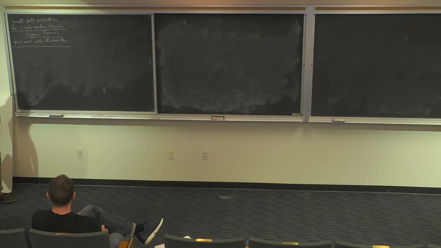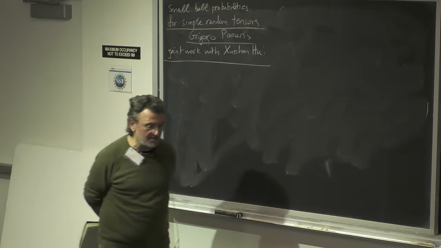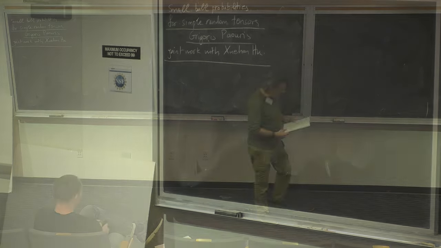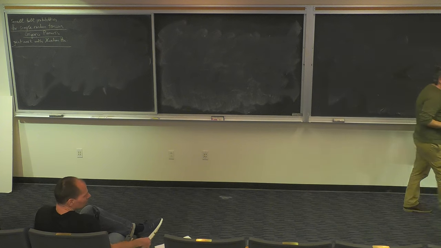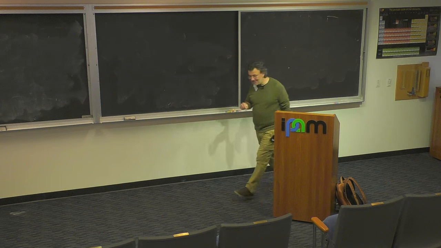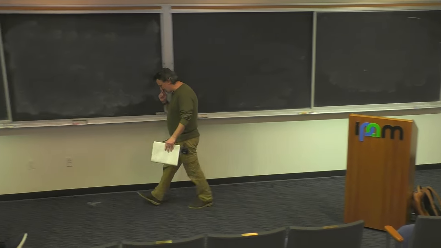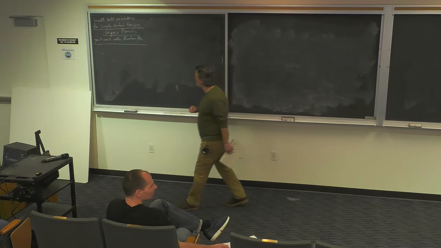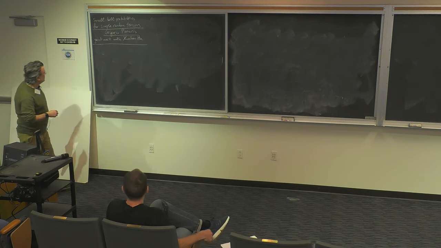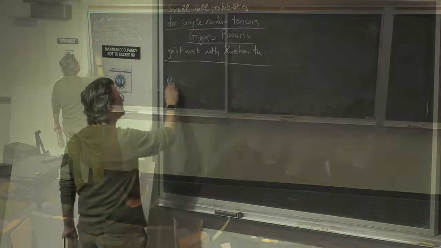So the title of my talk, it was a long one: small ball probabilities for simple random tensors. I will try to explain all the words in the title, and then it was not a great idea, but I continued the title, and applications to smooth analysis for tensor decompositions. So I will try to say also a little bit about that. Okay, so let me start with the motivation.